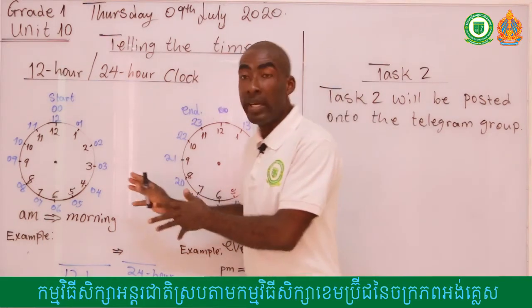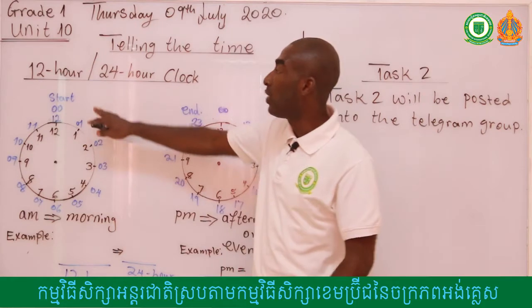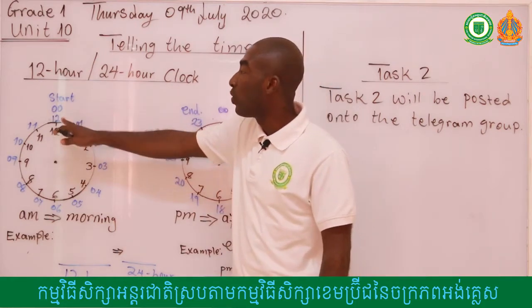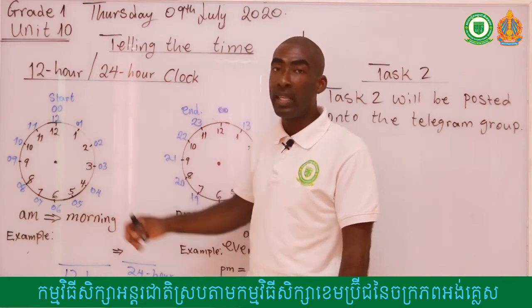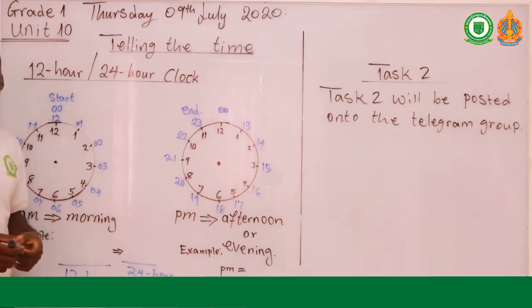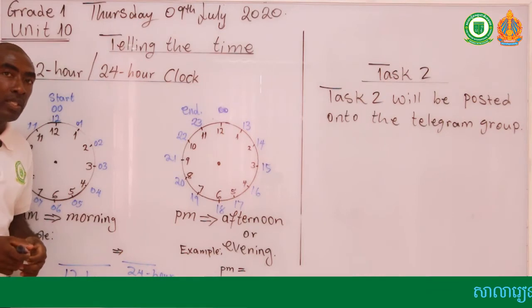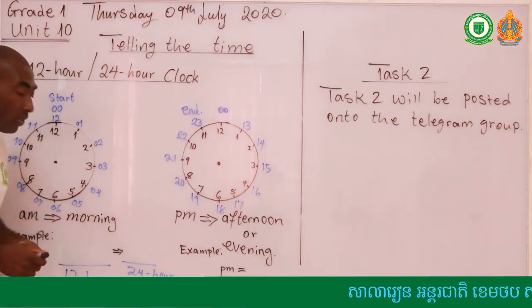So let's look at the morning time, okay? This time is the morning, which means we are starting the day. So we say start here. So the day starts at 00 and then it continues like that, okay? So let's assume that it is in the morning and our time now is 11:23, okay? So the time on the clock is 11:23.